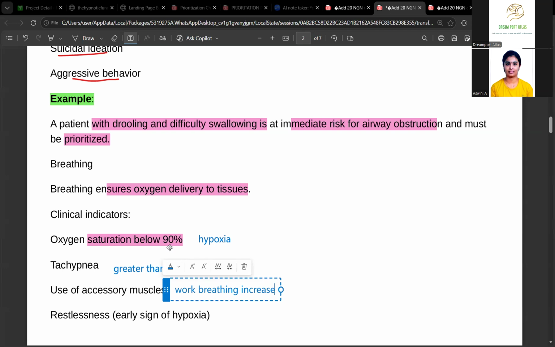And also an important point in the scenario: if it mentions restlessness, that is an early sign of hypoxia. That is true not only here, but in case of neurological symptoms also. If the scenario is dealing with restlessness, it indicates hypoxia. Okay, so these are the points we have to notice when we are dealing with a scenario in the question.